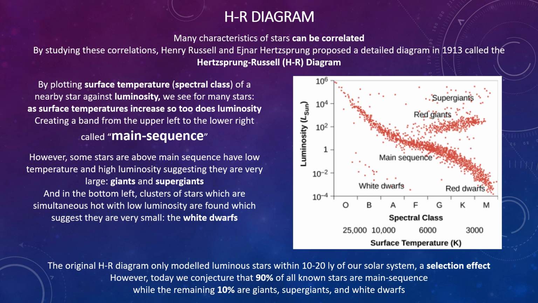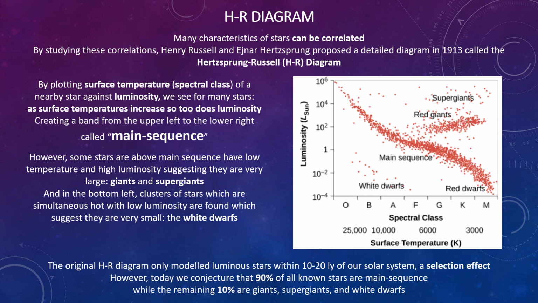So by plotting the surface temperature, which we refer to also as the spectral class, of nearby stars against their luminosity, we can see that for many stars, as the surface temperature increases, so does the luminosity. And so this creates a band from the upper left to the lower right, which we call the main sequence. However, some stars lie above the main sequence and have low temperature but high luminosity, suggesting they are very large. And so these groups are referred to as the giants and the supergiants.